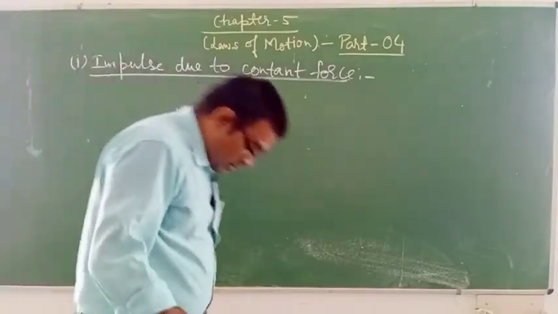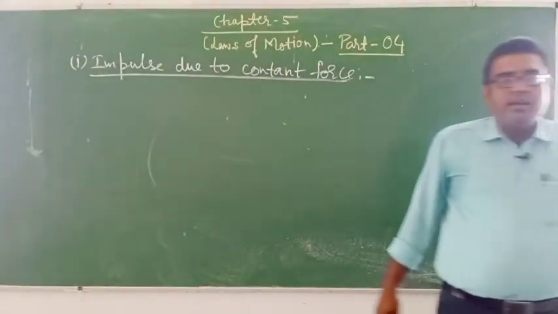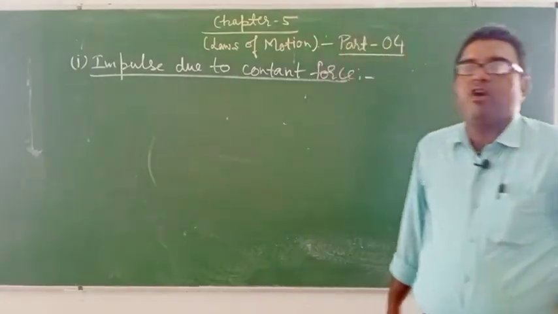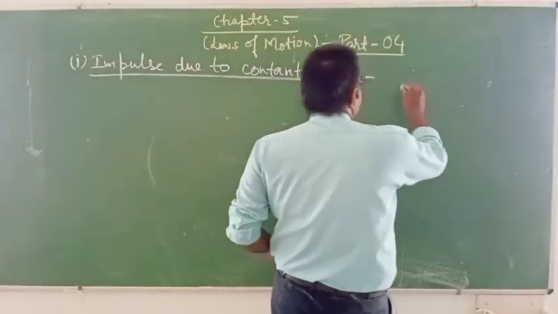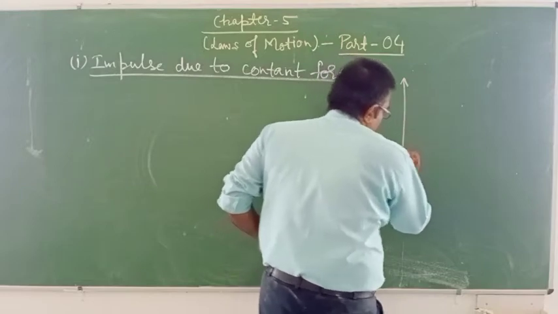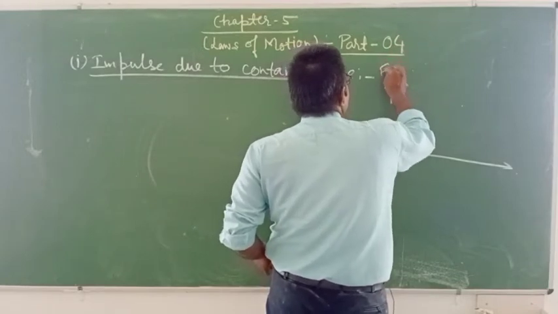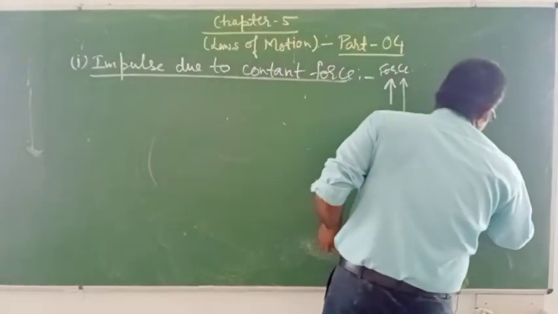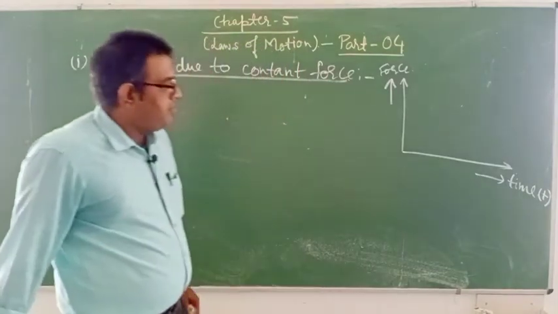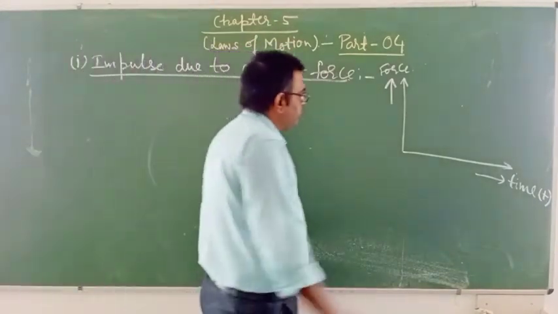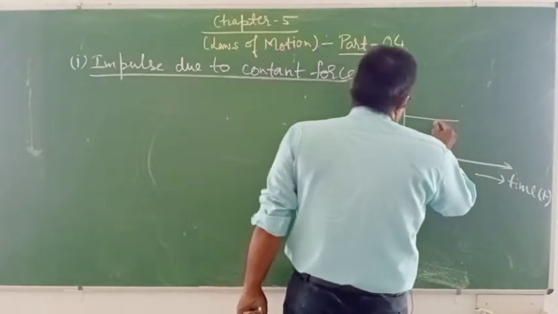As we had discussed before starting the video, when the force acting on a body is of constant nature for the given time interval, I want to explain it graphically. Suppose this is the axis of force, and here you have taken the time interval t. Now the force is constant.